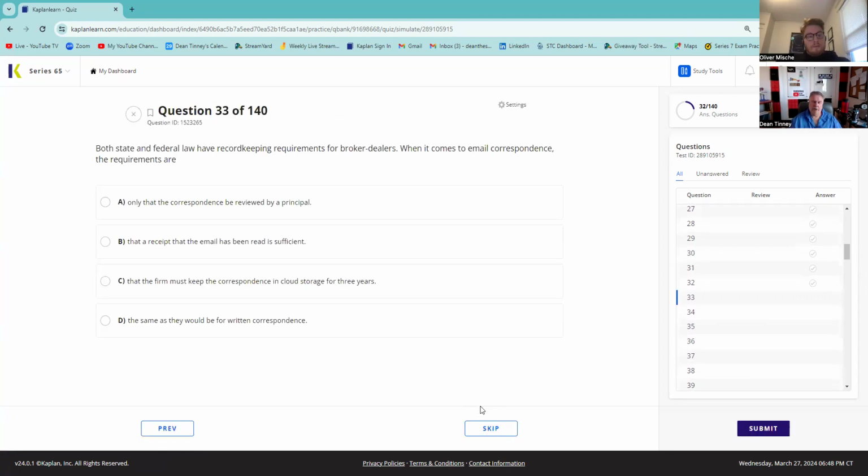Both state and federal law have record keeping requirements for broker dealers. This is very testable. When it comes to email correspondence, the requirements are so. The state can impose on a broker dealer a higher standard than I'm already meeting as a broker dealer. So broker dealers get to say, wait a minute, I'm a broker dealer, and you can't make me do anything as a state that I already have to do for the SEC. So when it comes to email correspondence, both NASAA's state and federal SEC have said over and over again, they make no distinction between the method of communication, but rather the content.